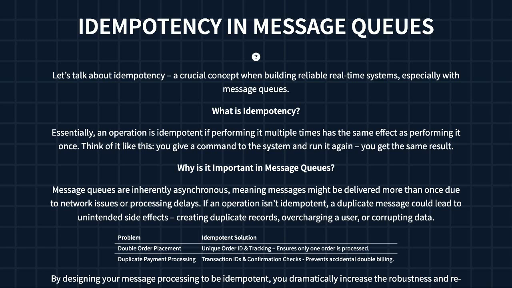In a message queue environment, messages can sometimes be delivered more than once because things don't always go smoothly in the network. If we're not careful, duplicate messages could cause problems. Imagine placing an order twice, or getting charged for the same thing twice. To avoid this, we need to ensure our processing is idempotent, meaning that each time a message arrives, it processes correctly as if it were the first time. We can achieve this by using unique identifiers like order ID and carefully checking for existing records before creating new ones. It's all about building systems that are resilient to those occasional hiccups.